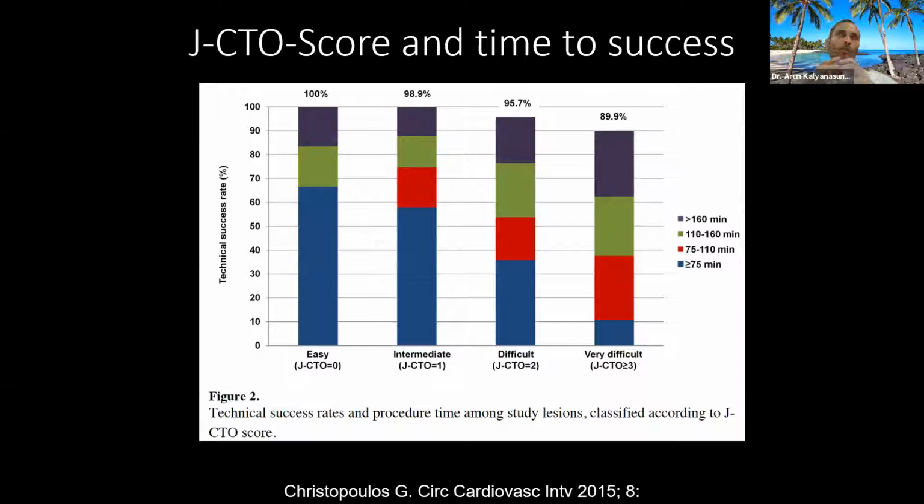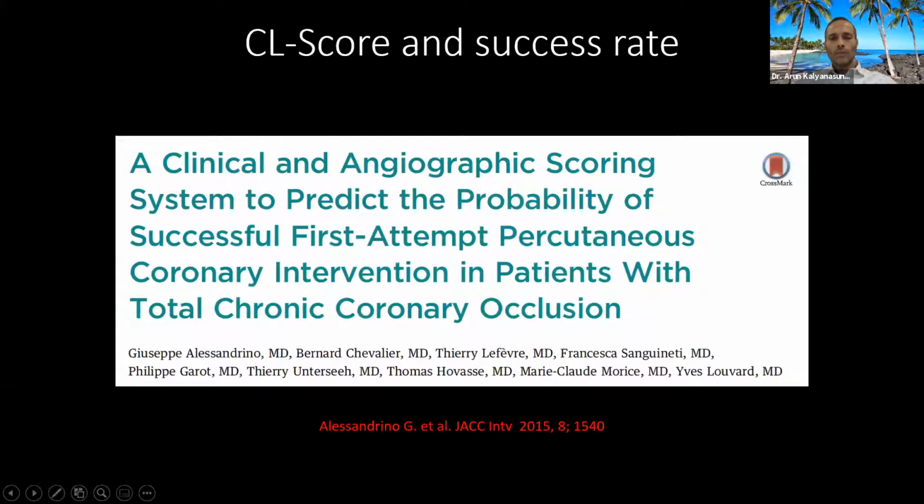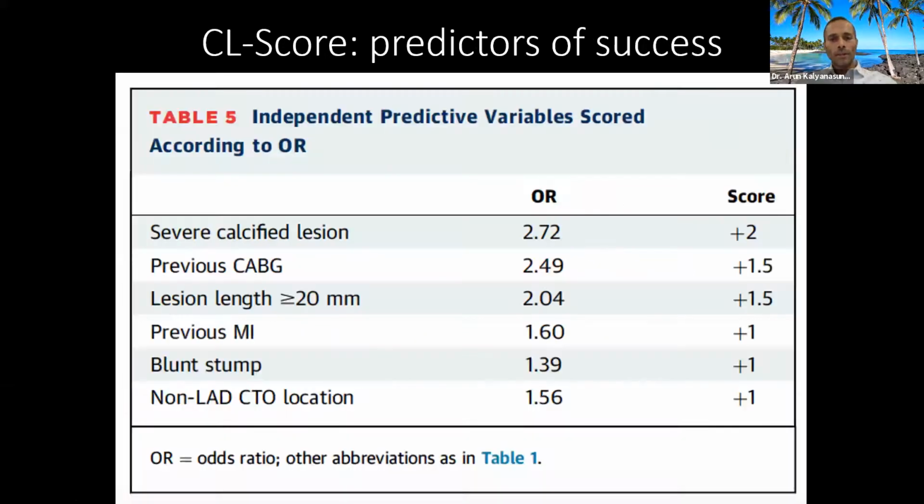And it really was predictive, it was well validated in multiple data sets. The key was, do I think I can wire this within 30 minutes or not? That really was the primary goal from which this whole thing was derived and then subsequently validated. And as you can see, the really difficult ones take a long time to get across. Again, multiple CTO scores have come about, so I'm not going to spend time on each one of these, but many of these are validated.